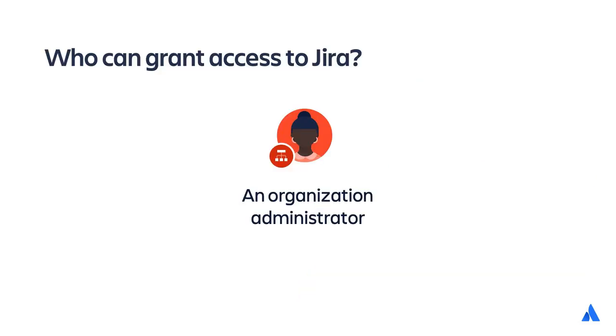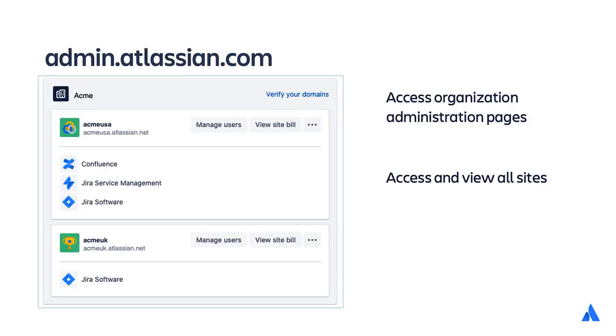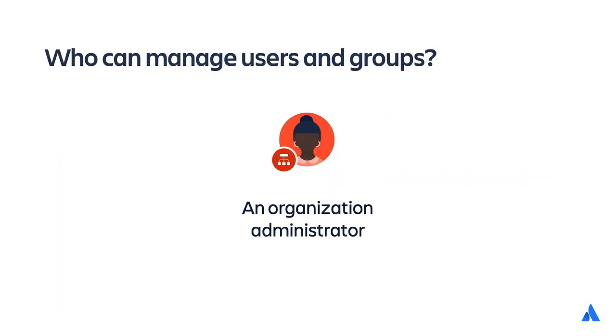To begin, we'll cover how users are granted access to the products in a site. To manage product access, you need to be an organization administrator. As an organization administrator, you can go to admin.atlassian.com to view and access all the sites you have. From here, you can directly access site administration pages to manage users and groups, view your site bill, and grant product access to groups. To manage users and groups, you also need to be an organization administrator, as users are managed globally at the organization level.